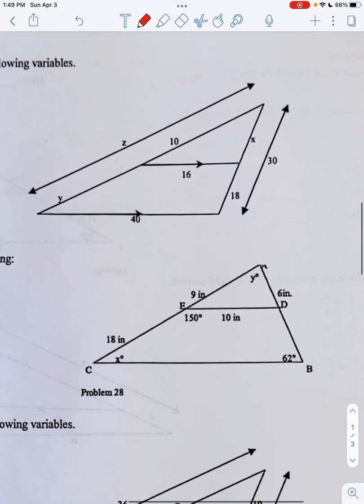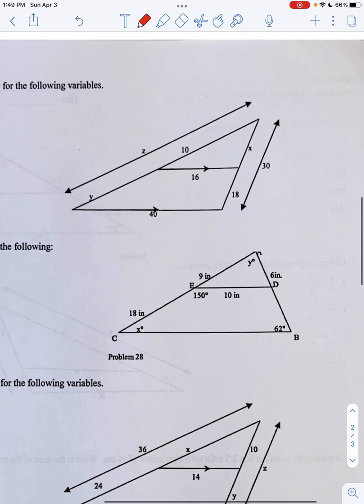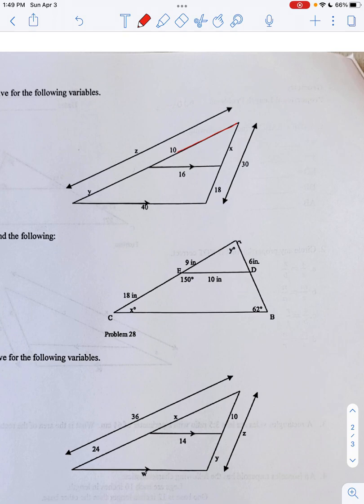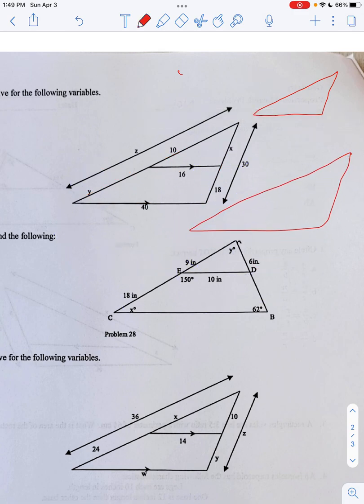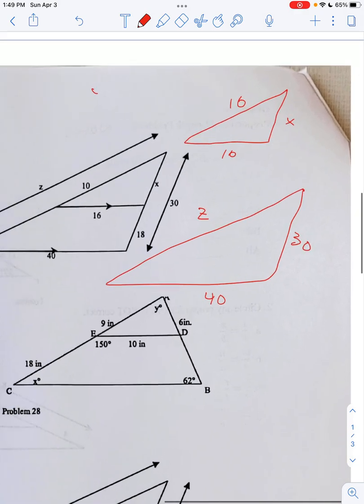So, to solve for x, you can do this in a couple ways, but the way that I like to do it is I like to draw out the small triangle again, and then draw out the big triangle. We know the small triangle is x, 16, and 10. We know the big is 40, 30, and then this whole thing is z. We don't know.